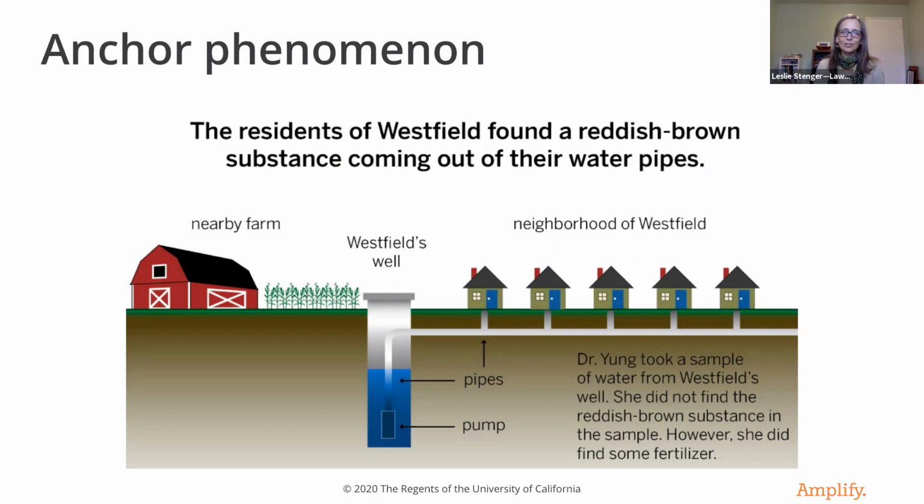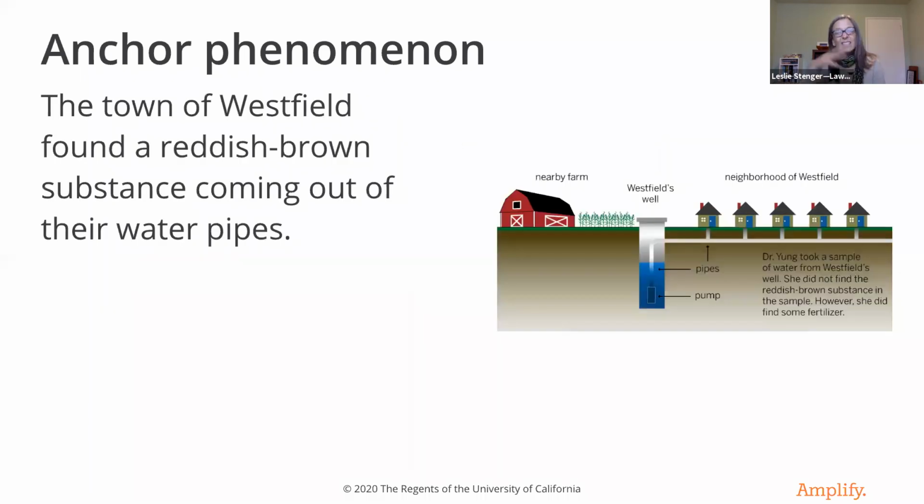So Dr. Young took some samples from the town water and from the well where the neighborhood's water comes from. And she found the reddish brown substance. It was in the town water, but it wasn't in the water from the well. But she did find that there was some fertilizer in the well water. So Dr. Young asked the student chemists for some help in finding out what the reddish brown substance is and where it came from. And so this is our anchor phenomenon.